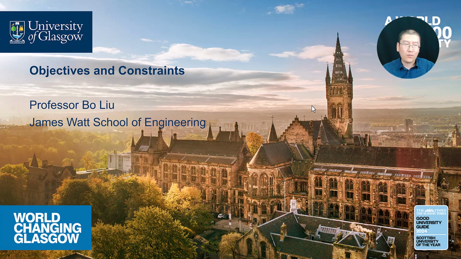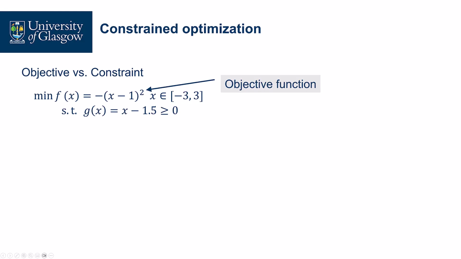In this session, we will talk about a new concept, constraints, and its relation to objectives. So here is the optimization function, right? We have a minimize, there's an f(x). I want to find the minimum value of this with x within this search range from -3 to +3.